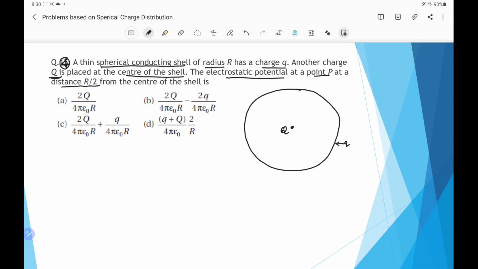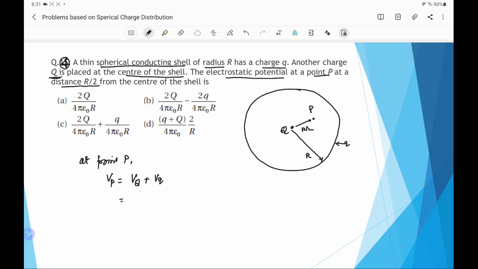We have to find the electrostatic potential at a point P. Suppose there is a point P which is at a distance R by 2, while the radius of the spherical shell is capital R. At point P, potential will have two components. One is the potential due to the charge Q, and another is the potential due to the charge small q, which is distributed over its surface.